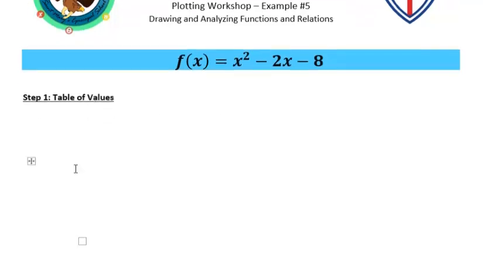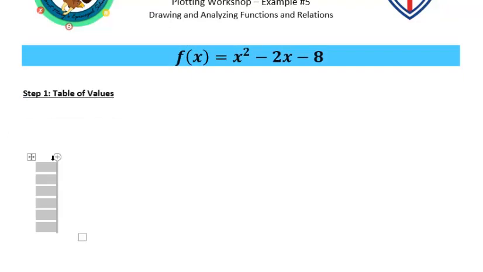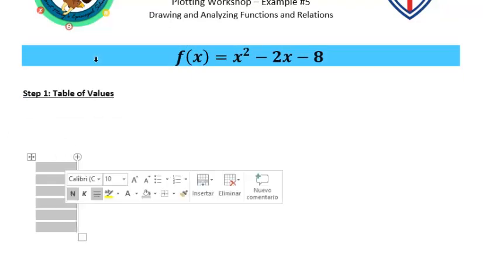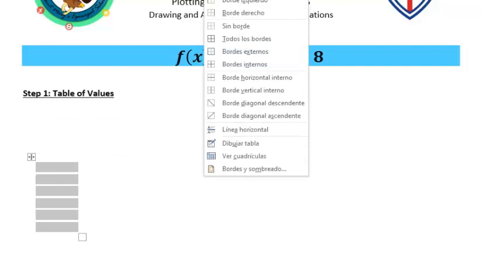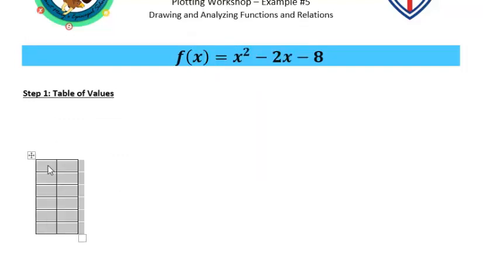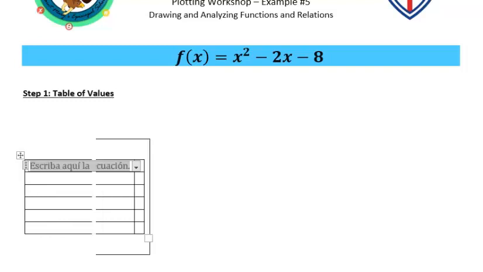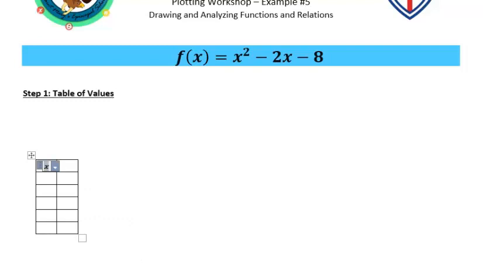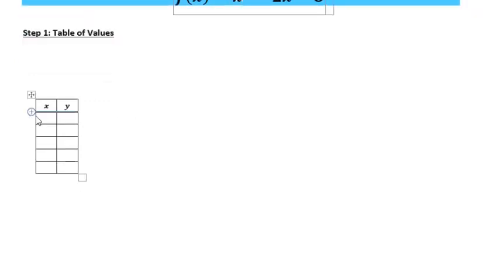Okay, so for the table of values, you're gonna have to create something like this. You're gonna put x on one side and y on the other side. Now, because this is a quadratic equation, we're not gonna follow the -2, -1, 0, 1, 2 process. No, we're not gonna do that.